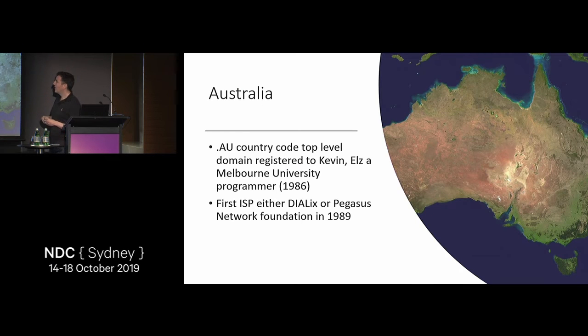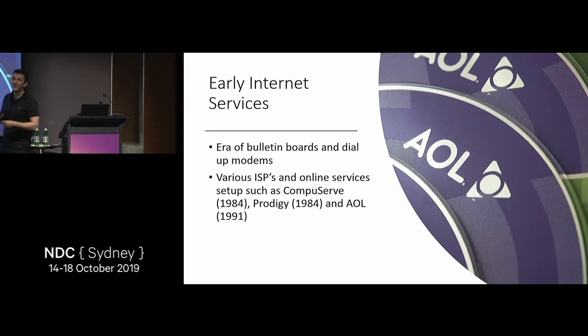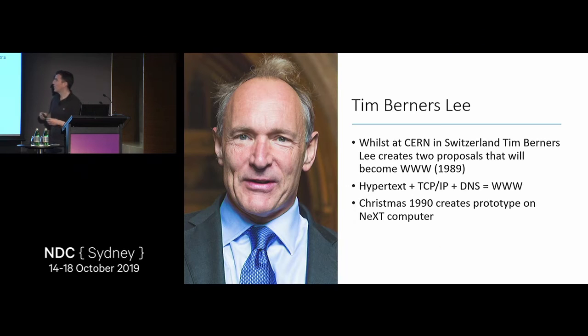Over in Australia, we see the registration of the AU top-level domain to Kevin Elz at Melbourne University. And Australia gets its own ISPs, which, depending on who you talk to, is probably either Dialix or Pegasus Networks, in 1989. This is the era of the early internet services. We're seeing the establishment of various ISPs such as CompuServe, Prodigy, and AOL sending out their disks to everyone. But at the moment, some of this stuff is not very easy to use, and it's not really doing what people want. But this is about to change with the work of this guy.